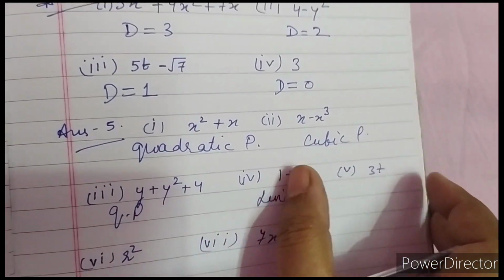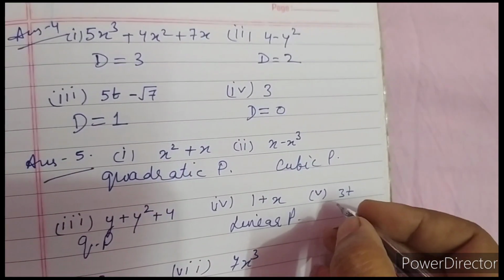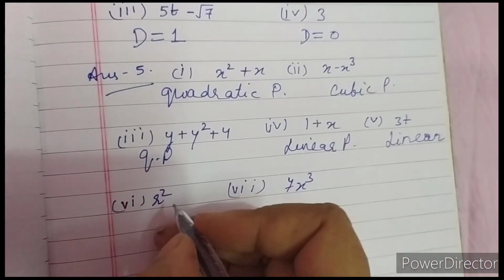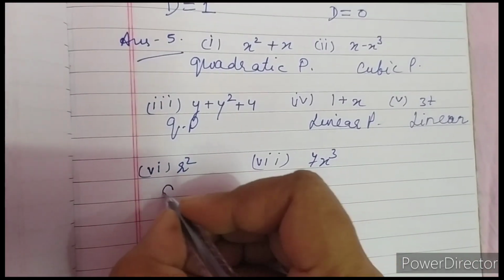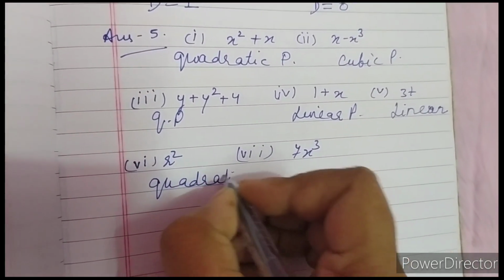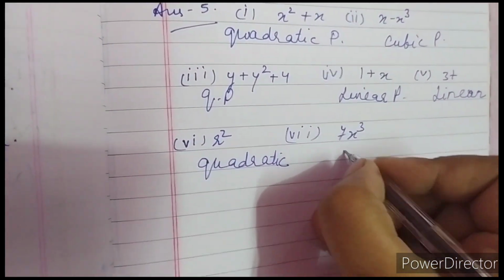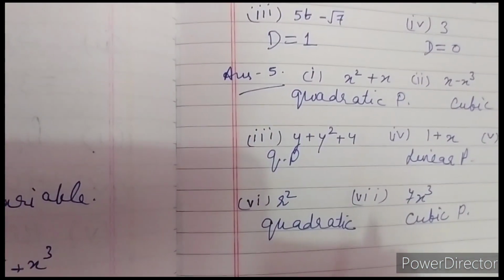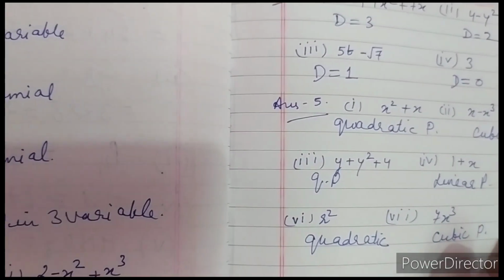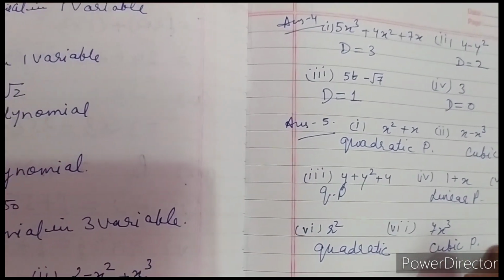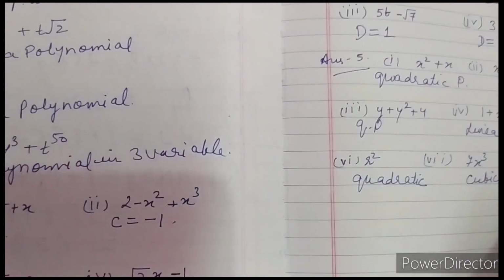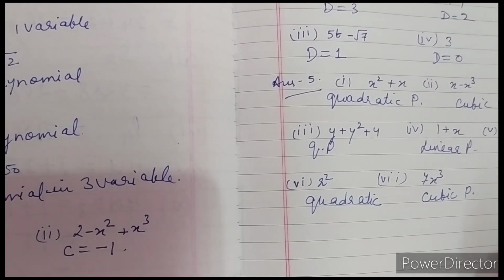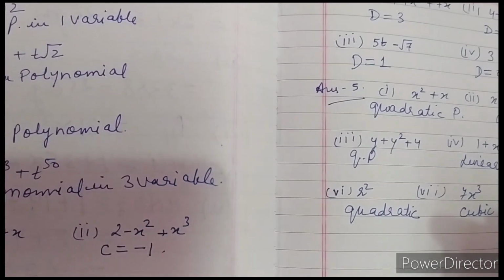Here 3t, the maximum power is again 1, so it will be a linear polynomial. And x square, here the r square, the maximum power is 2, so quadratic polynomial. And here the maximum power is again 3, that is a cubic polynomial. So this is a very easy exercise in which we have to mainly get acquainted with the terms: degree of a polynomial, polynomial in one variable, two variables, three variables, coefficients of the polynomial, and cubic, quadratic and linear polynomials. In the next video, we'll deal with exercise 2.2.